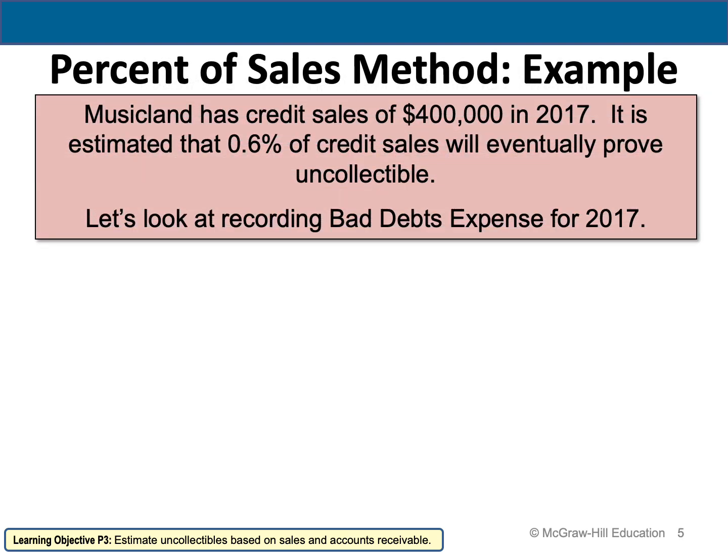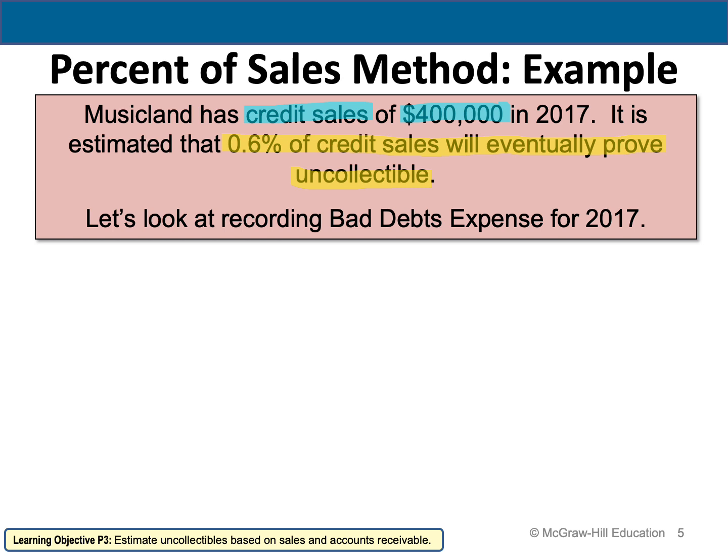We have here Musicland. They have credit sales of $400,000 in 2017, and it is estimated that 0.6% of the credit sales will eventually prove uncollectible. So now we have credit sales of 400,000, but we estimate that 0.6% of this will not be collected. So how am I going to record the bad debt expense for 2017?